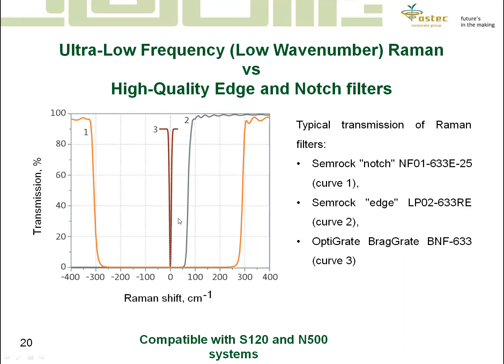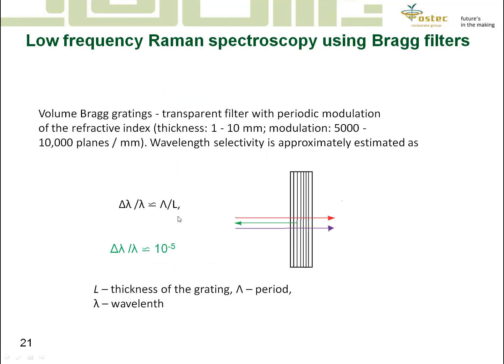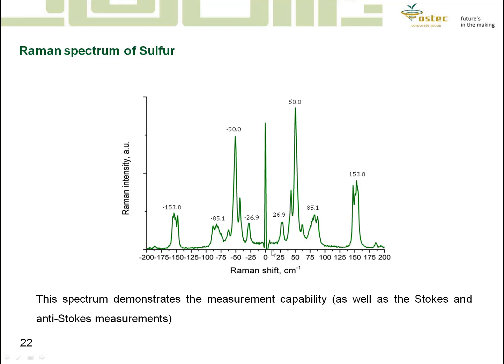So to get such wavelengths visible, we should use very special filters called Bragg volume filters, where there are a lot of layers in the single filter, up to 10,000 planes, and it allows to get a very high selectivity and block laser light with a very narrow band. So it allows to get access to the peaks which are normally hidden when we use standard filters, and with such Bragg volume filters they are available, like the sulfur spectrum, which you can see on this image.